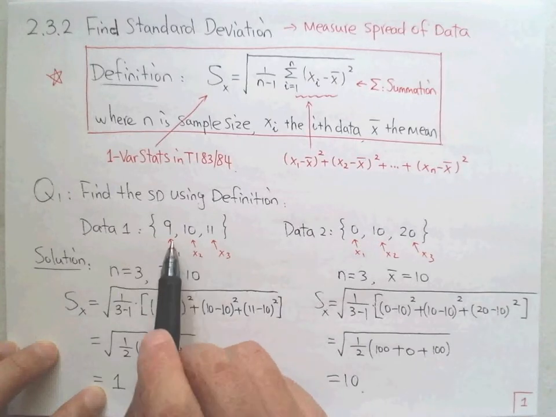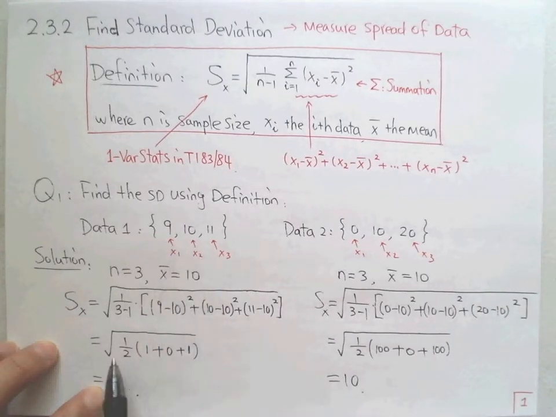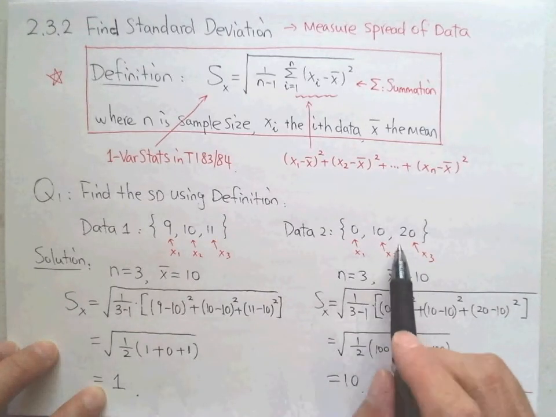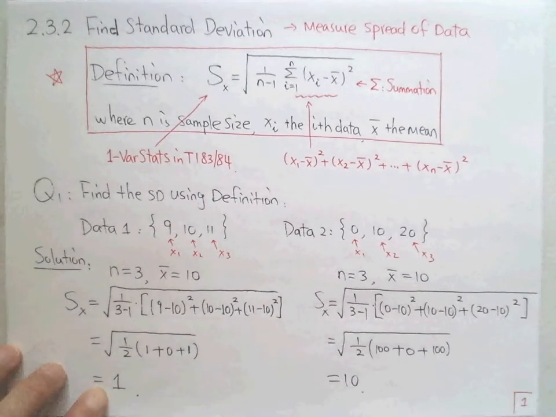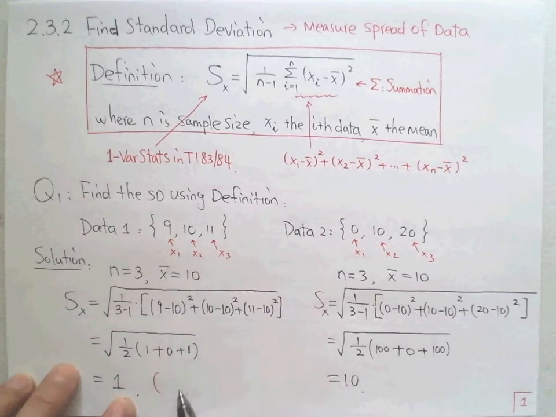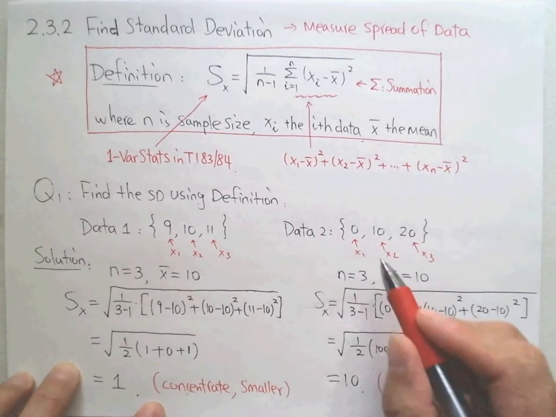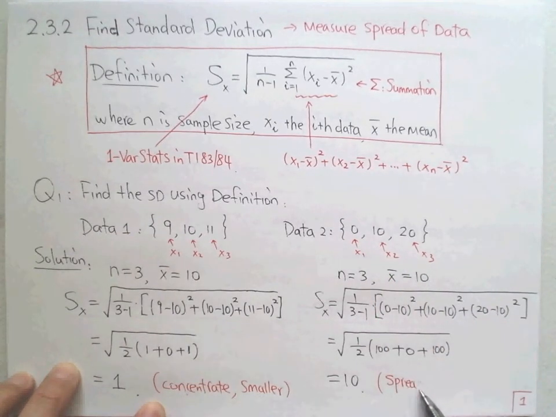If the data are closer to the mean, more concentrated, the standard deviation is small. If the data is more spread from the mean, the standard deviation is larger. Okay, so I put it here. It's like this, more concentrated, right? If the data is more concentrated, then the standard deviation is smaller. If the data is more spread out, then the standard deviation is larger.